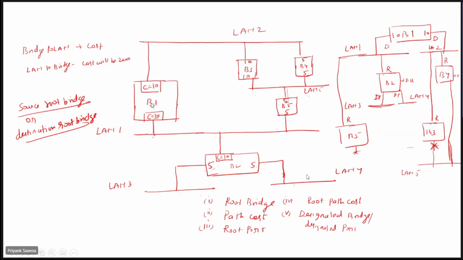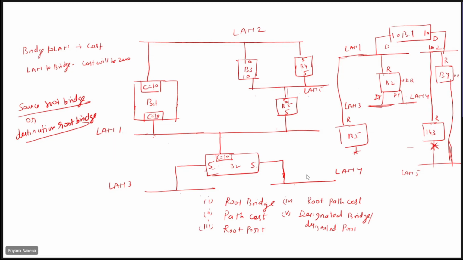When you are forwarding a packet from bridge to LAN, there will be a cost. Suppose you are forwarding a packet which is coming from LAN 2 and you are forwarding it on LAN 1, so the cost associated will be this. But there will never be any cost from LAN to bridge. From LAN to bridge, the cost will be 0, and from bridge to LAN the cost will be this cost, right?